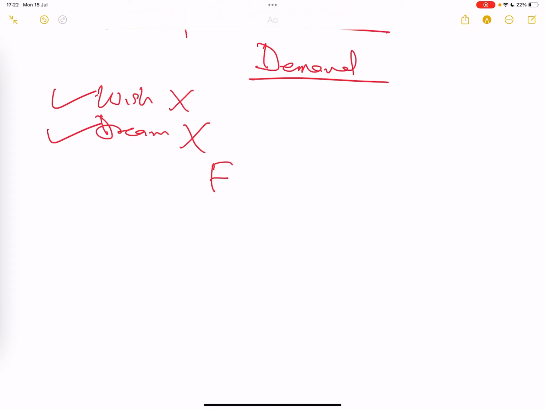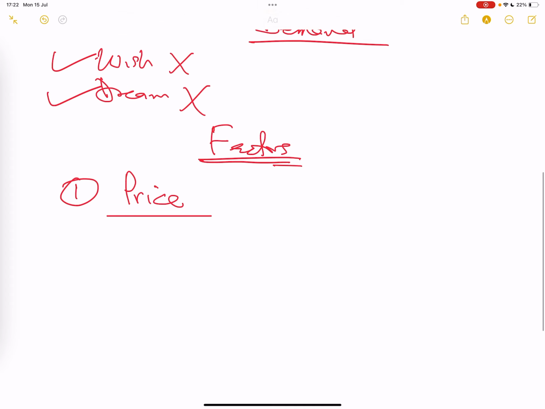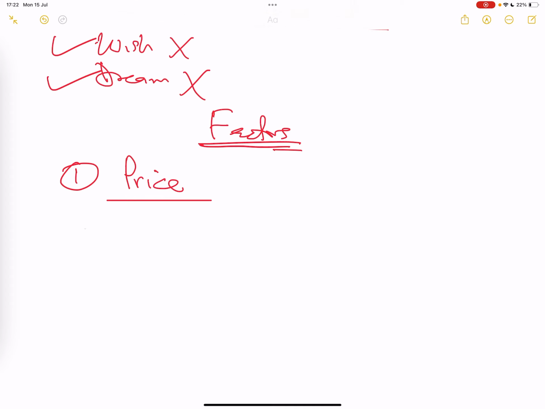However, there are factors that will influence what you can demand. So what are the factors influencing demand? One of them is what I specifically mentioned now: price of a product. If you cannot afford it, you cannot demand it. It's as simple as that. Likewise, your income. If you are earning so much, so the higher the price here, the lower the demand.